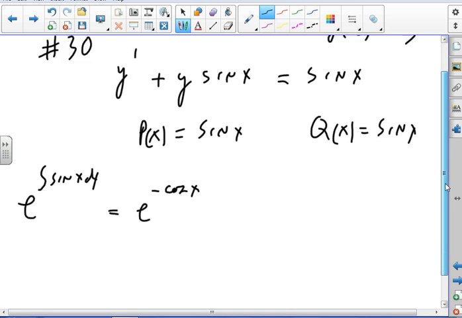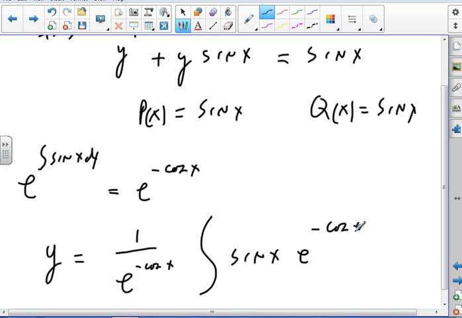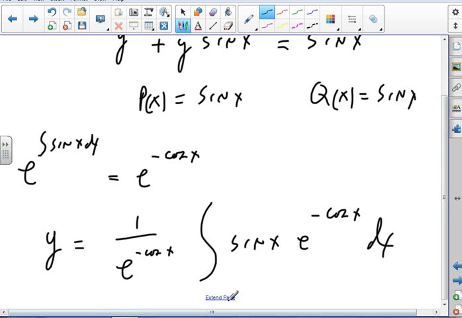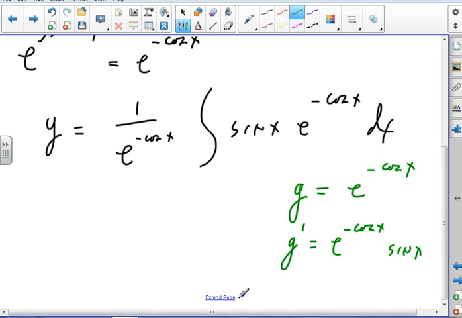Okay, so now I've got y is going to be equal to 1 over e to the minus cosine x times the integral of sine x e to the minus cosine x dx. Well, let's see. I guess I'll guess. I'm going to guess my answer is e to the minus cosine x. Y prime is going to be e to the minus cosine x times the derivative of minus cosine, which is sine x. My guess is correct.